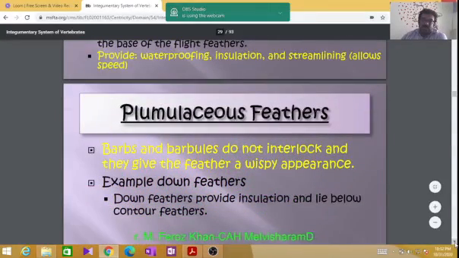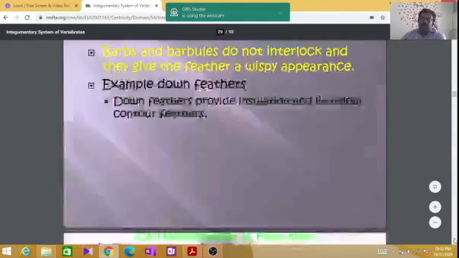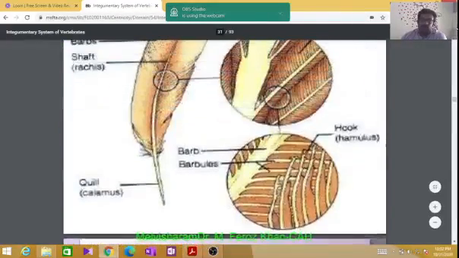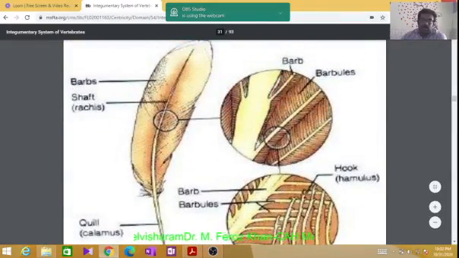Plumulaceous feathers: the barbs and barbules do not interlock, and they give the feather a wispy appearance. An example is down feathers. Down feathers provide insulation and lie between contour feathers. See the structure of these feathers. These are the barbs. This is called the rachis. It's a quill feather, with barbules, hooks, etc.